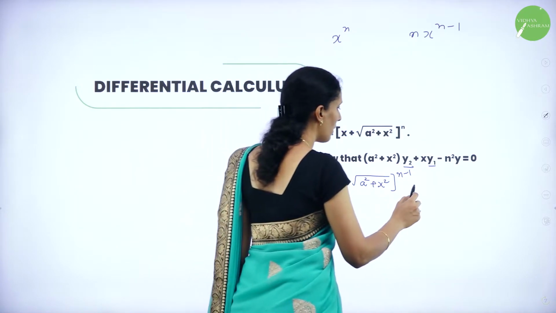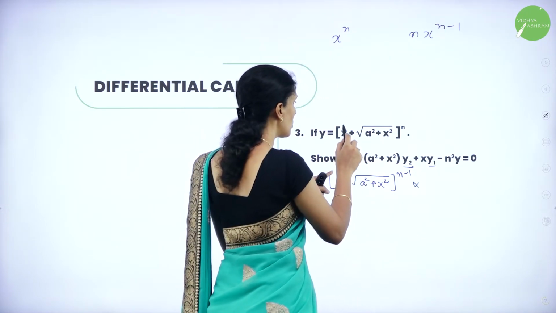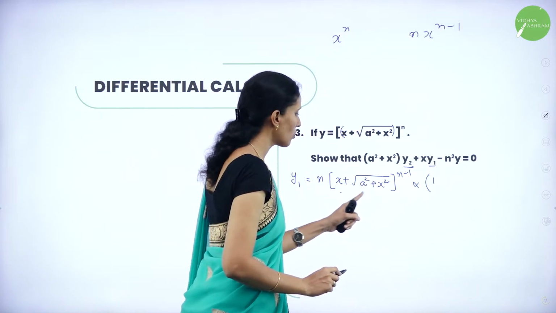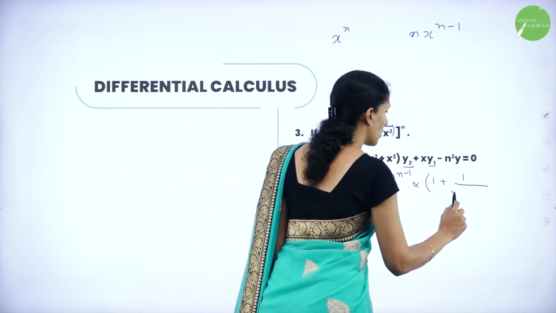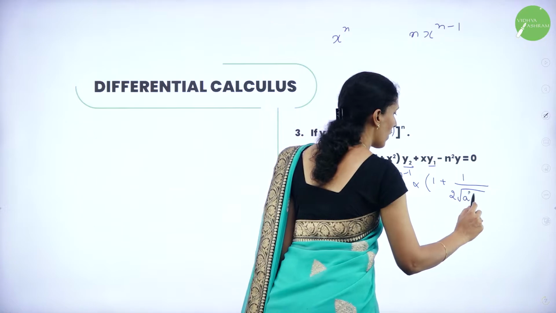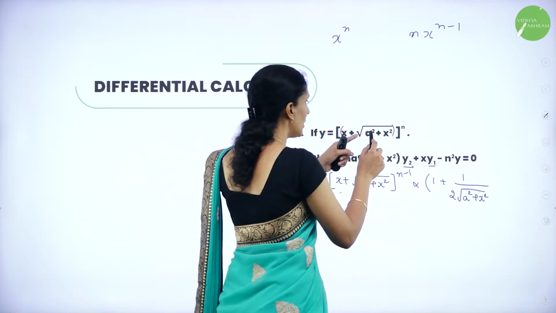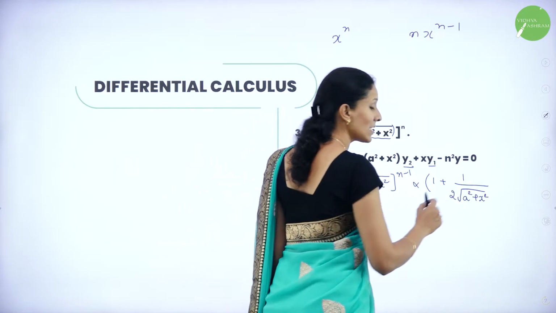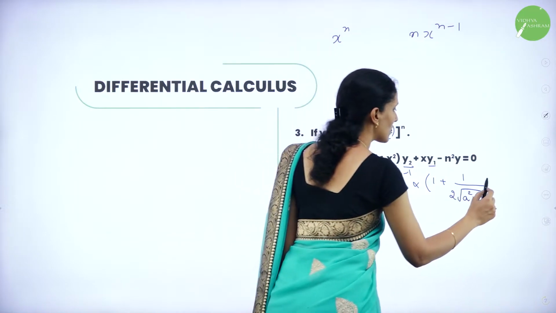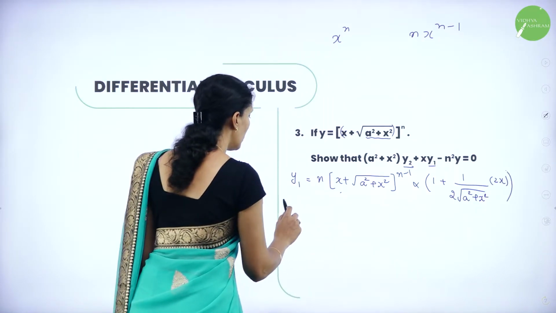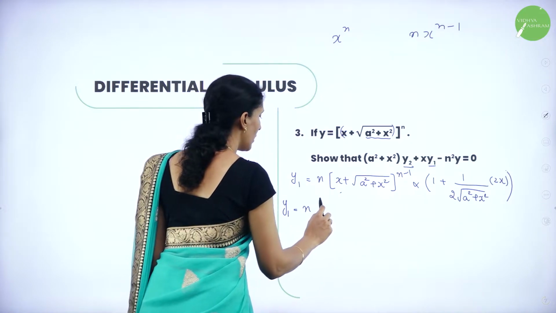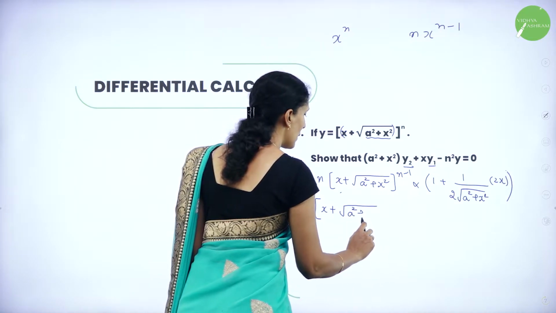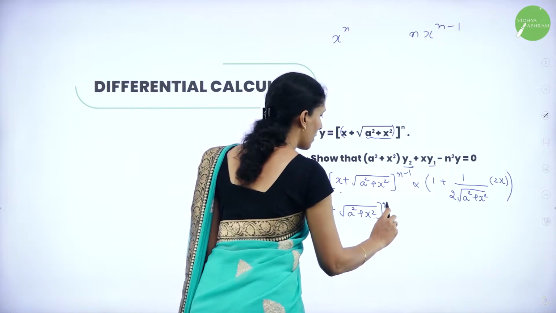Now, inside we have a function into, you have to differentiate this function again. So, differentiation of x is 1 and differentiation of this is 1 divided by 2 root a² plus x². Inside the root also you have one more function which you have to derive. So, a² is 0 because it is a constant. x² is 2x.